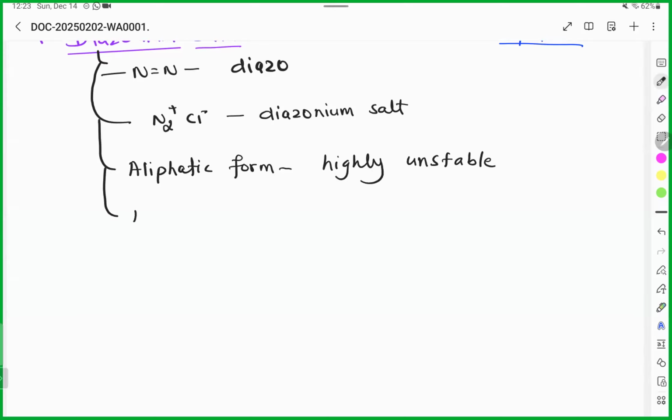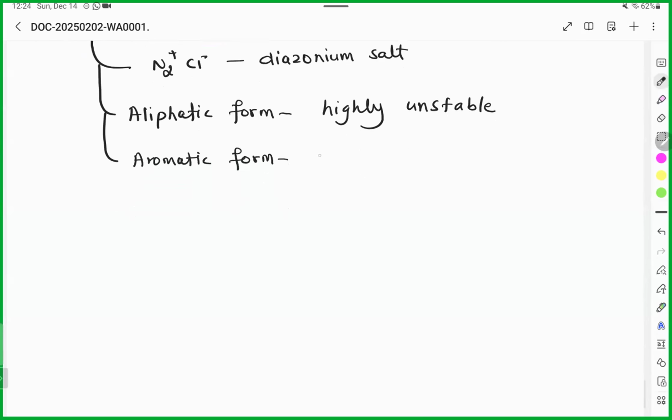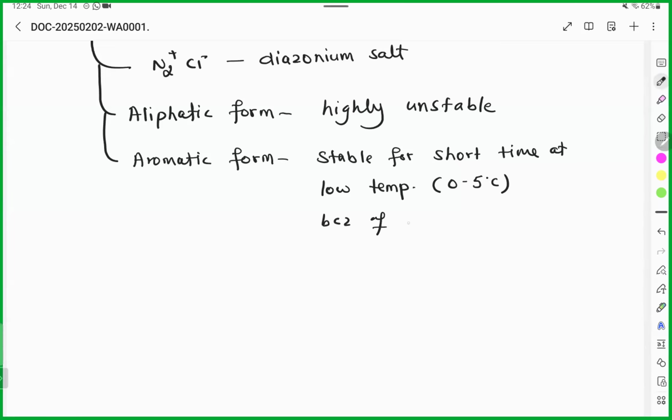But if you take the aromatic form, it is stable at low temperature because of the resonance. Okay, this is stable, but only for a short time. Remember, only at low temperature. At high temperature, it will further break down. That's why you will see here the temperature should be 0 to 5 degrees Celsius, because of resonance. Got it?